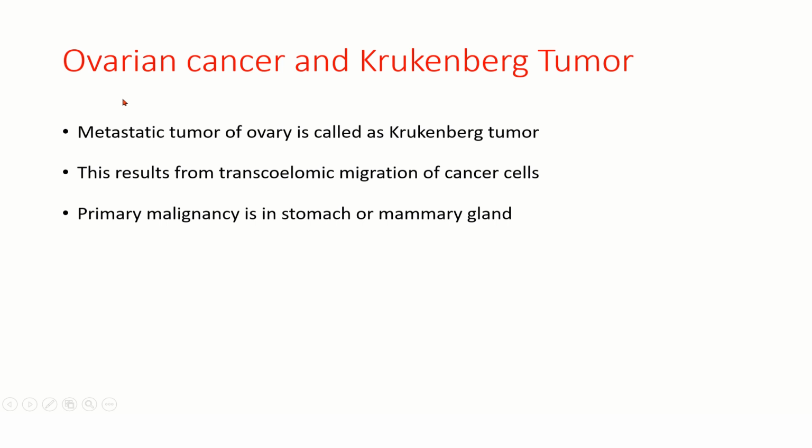Then ovarian cancers. Out of all ovarian cancers, 85% result due to malignant change in the surface epithelium. A few ovarian cancers result due to metastasis, and these kinds of ovarian cancers are called Krukenberg tumors. The cancer cells migrate through the peritoneum, that is called transcoelomic migration. The primary malignancy lies in the stomach or mammary gland.